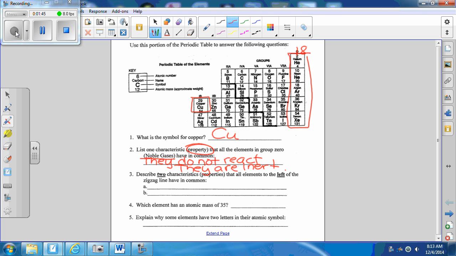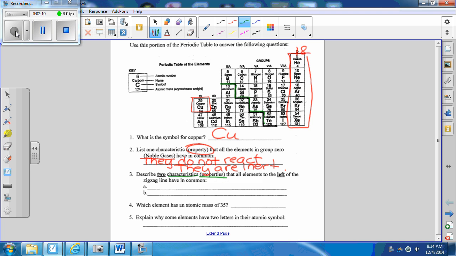Two characteristics or properties that all elements to the left of the zigzag have. Well, here's the zigzag. Elements to the left, and that includes everything else on the periodic table that's not here. Some people wrote solids. That would be correct, except there is one element that's not a solid on the periodic table. That one element is mercury, so that would make that answer totally wrong because they're not all solids.